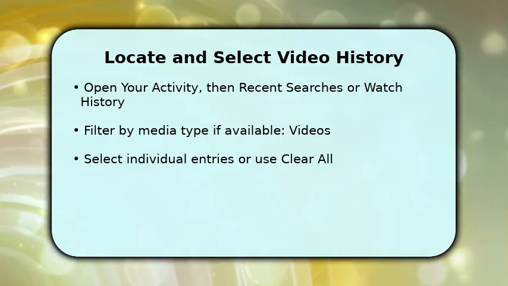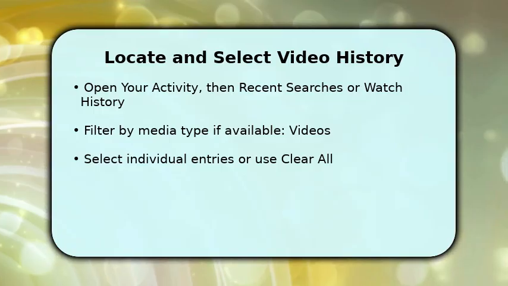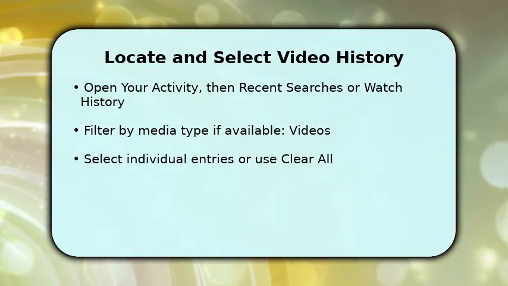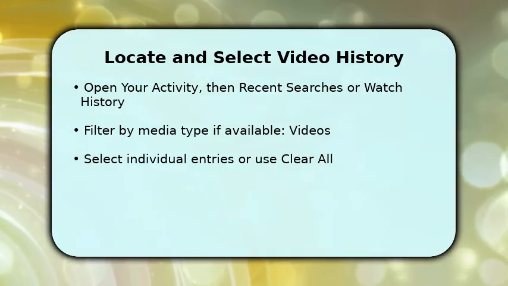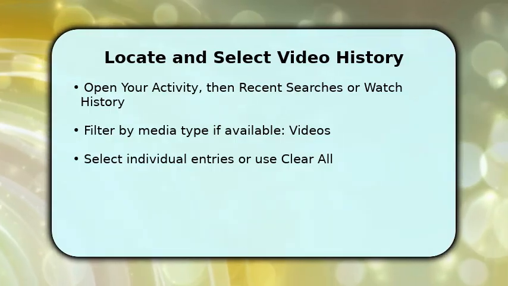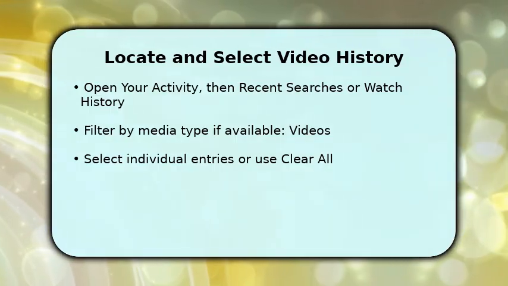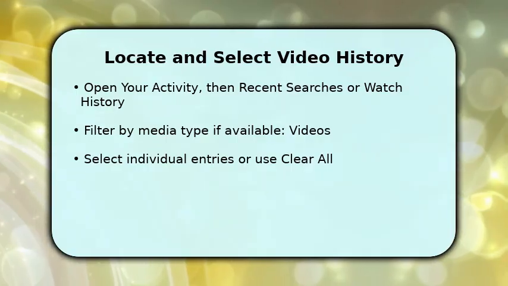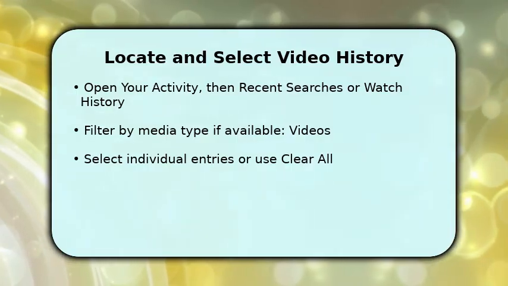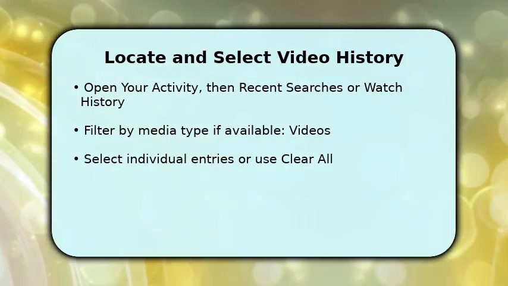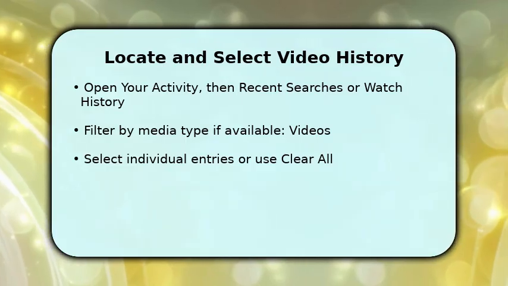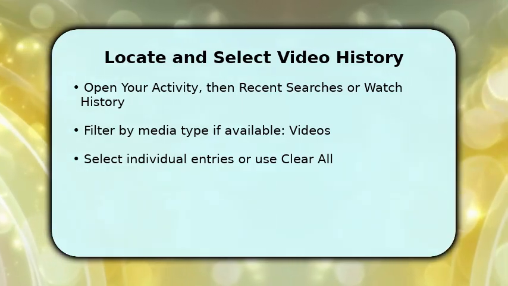You'll see entries listed chronologically. Tap the three dots or press and hold an item to reveal delete options. If there's a filter, choose videos to narrow results and speed deletion. For multiple clips, use Select or Edit mode, check items, then choose Delete or Remove. This clears the linkage between those videos and your recommendations and search suggestions.